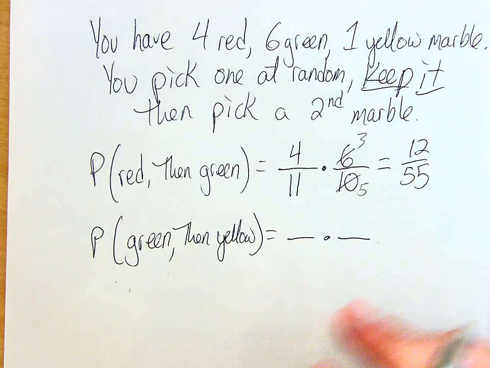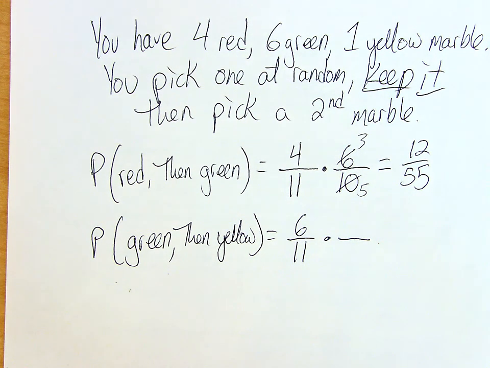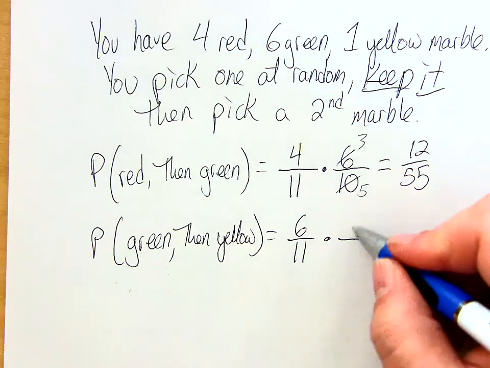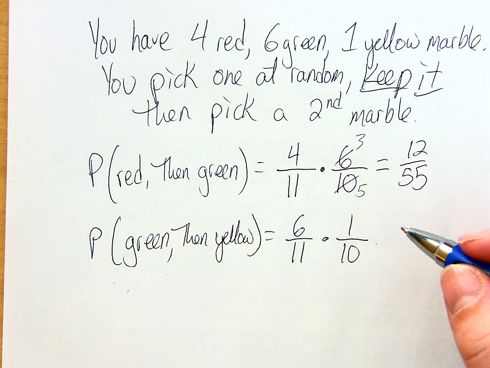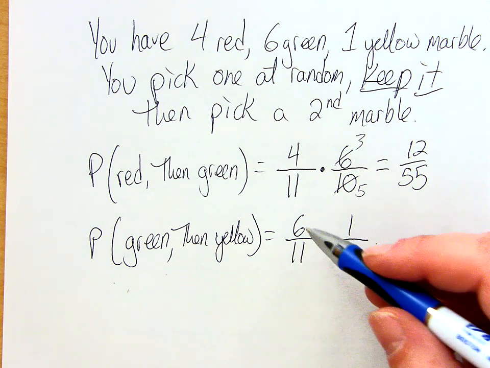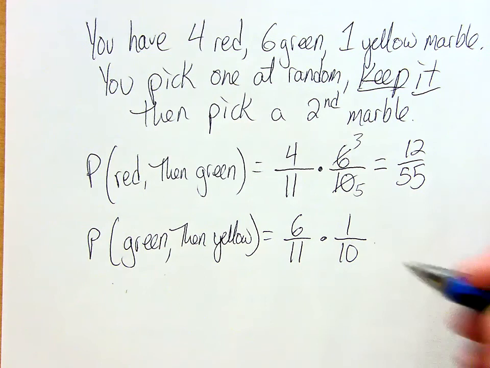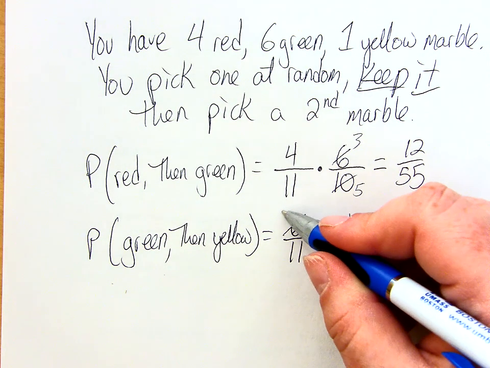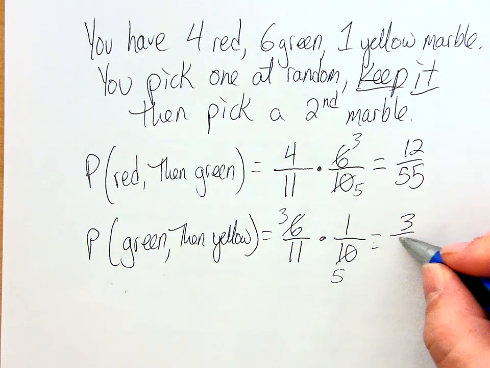Okay, what's the probability I'm going to pick green? 6 out of 11. How about yellow? 1 out of 10. Very nice. Is everybody okay with why those numbers are what they are? Say you wrote 6 over 10 and 1 over 11. That's not right, but you'll get the right final answer just because you multiply straight across. I'm going to reduce first, so that would be a 3 over a 5. 3 out of 55.